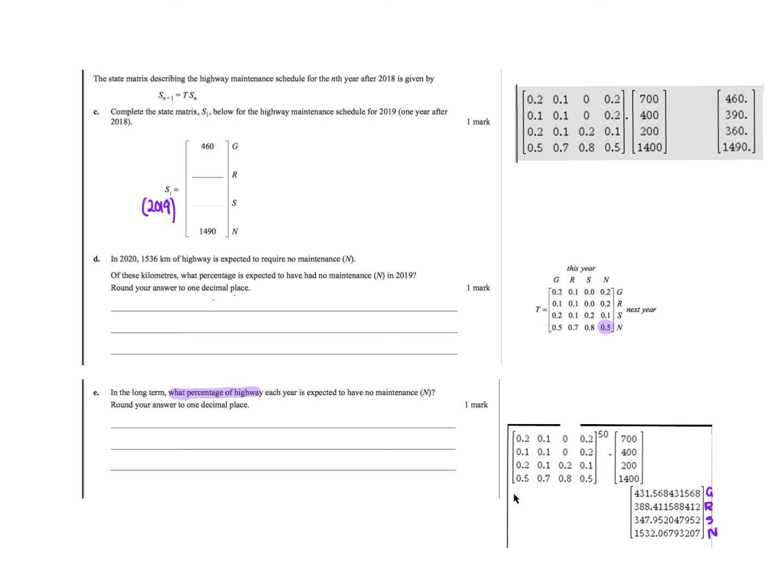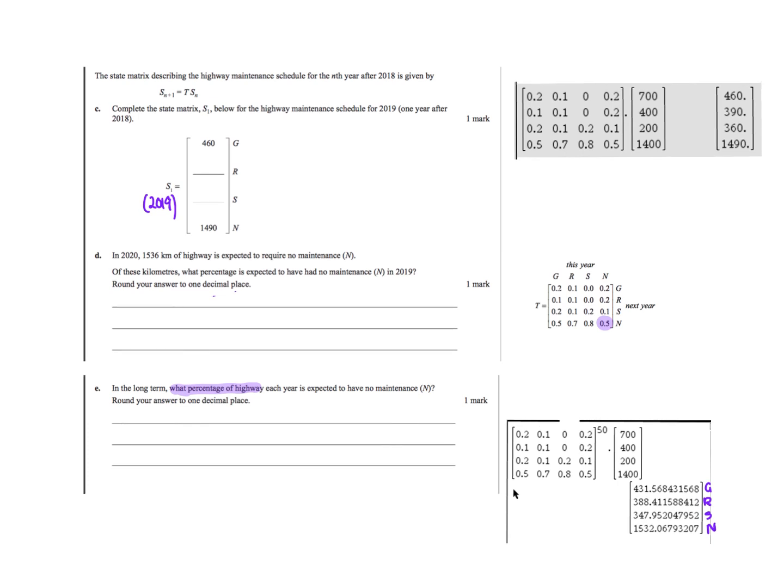Okay, the state matrix describing the highway maintenance schedule after 2018 is given by, and this is just our normal pattern of transition. So how we get the next one is we can times it by the one before. So complete the matrix S1 for 2019. So remember, S0 was 2018. So I've just typed it in our calculator. This is the transition from the page before times that S0, and this is obviously giving us S1. And you have to just fill it in, and it looks good because I've got what they said on the top, and then I'm just going to fill in those two, and there we go.